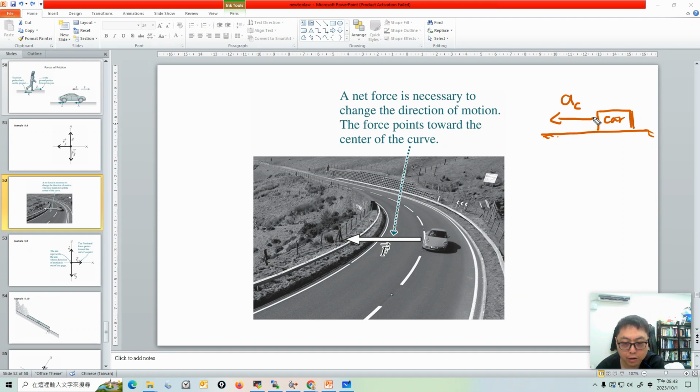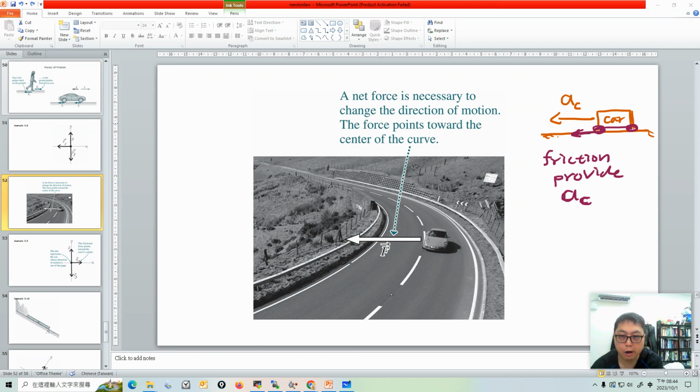What provides the centripetal acceleration? What force? Actually, it's friction. Friction provides the centripetal acceleration. It's the friction between your car and the ground, more specifically, your tire and the ground. Your tire and ground have friction, and this friction provides the centripetal acceleration. So friction is truly very important. Without friction, you cannot propel forward, and without friction, you cannot make a turn.